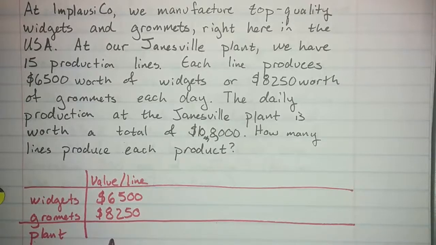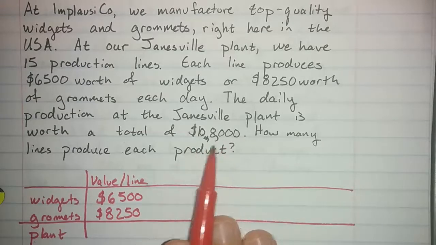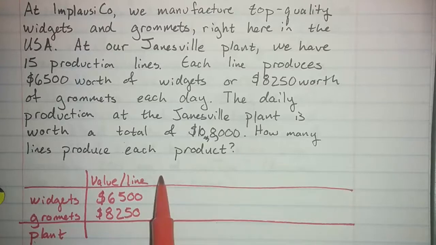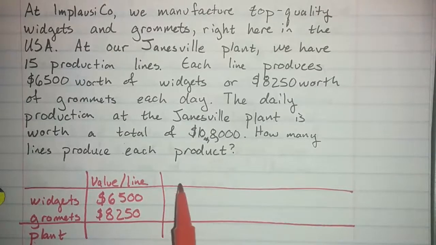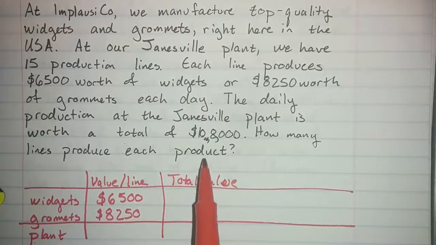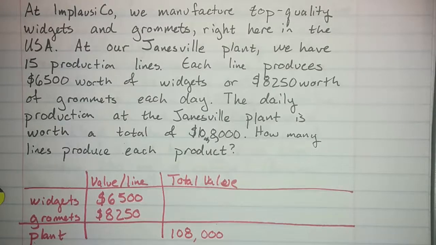Do we know a value per line for the entire plant? Is that what this is? No, it isn't, is it? It's a total value. Again, I'm giving this its own column because it's a different kind of information. Do we know anything else? I hope so, because this has a lot of holes in it.